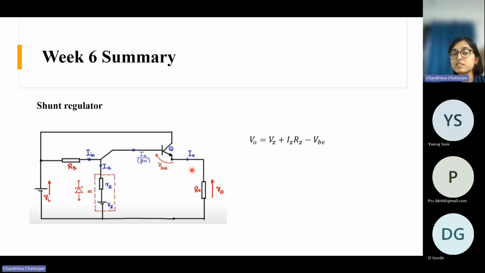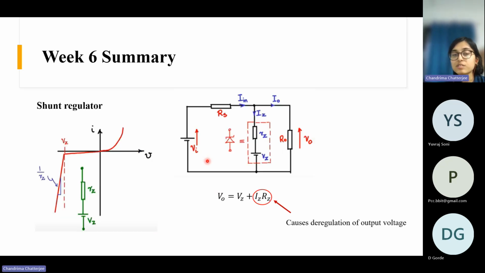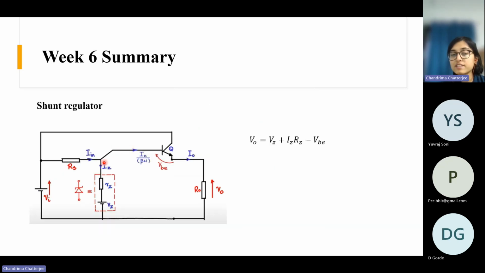So now this current is much smaller than I naught, right? So this IZRZ drop becomes much lower than our earlier case, where this IZ was dictated by I naught. That value was much higher than this case, because now IZ is comparable to this base current. That's why this drop is much lower than the earlier case, and now we can have a better voltage regulation.